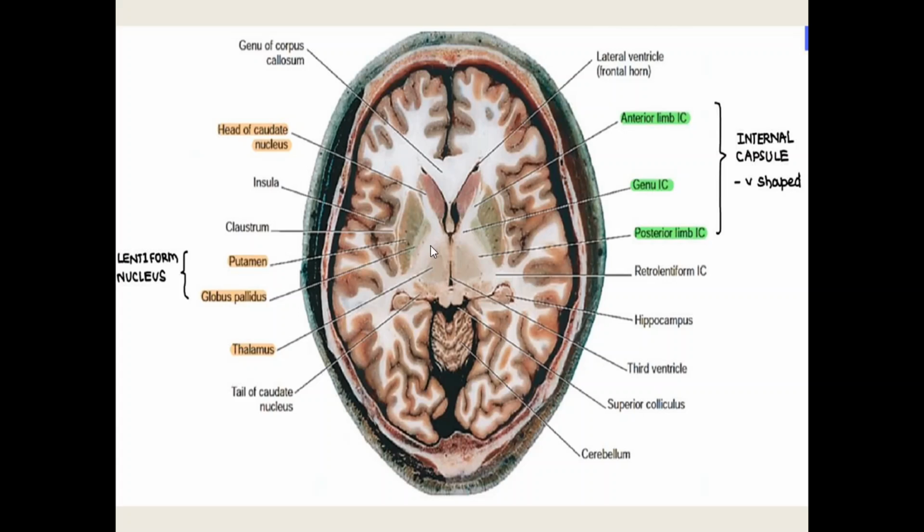Now let's see the posterior limb of the internal capsule. The posterior limb of the internal capsule is sandwiched between the lentiform nucleus and the thalamus. So once you know these things, you'll easily solve questions of CT findings. The anterior limb of the internal capsule is sandwiched between the head of the caudate nucleus and the lentiform nucleus. The posterior limb of the internal capsule is sandwiched between the thalamus and the lentiform nucleus. Fine. Now let's look at the CT.